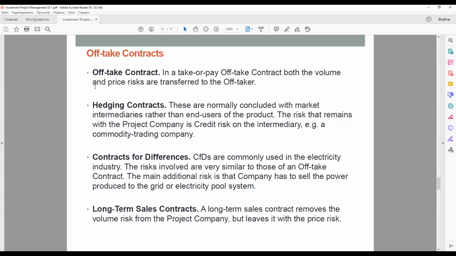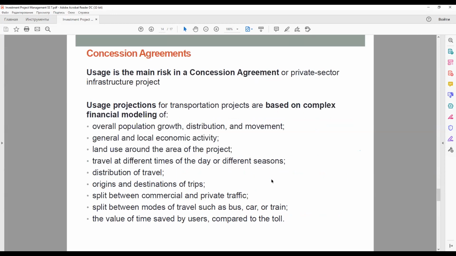Okay. And we have a very interesting type of agreement. It's the concession agreements. Usage is the main risk in a concession agreement or private sector infrastructure project. That is, whether users will use the project in sufficient numbers and thus create the revenues projected for the project.